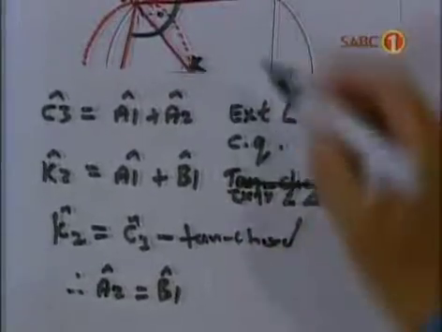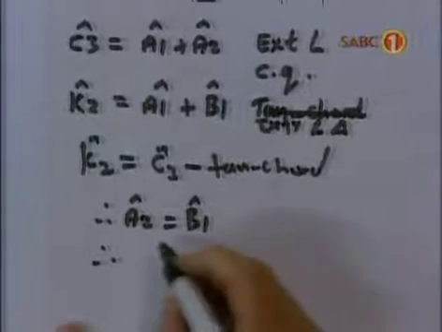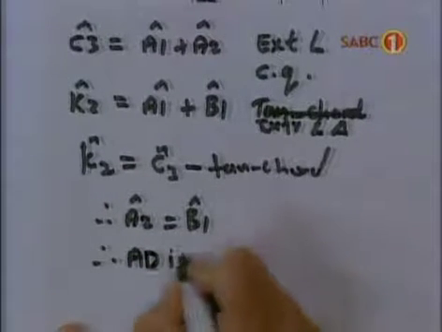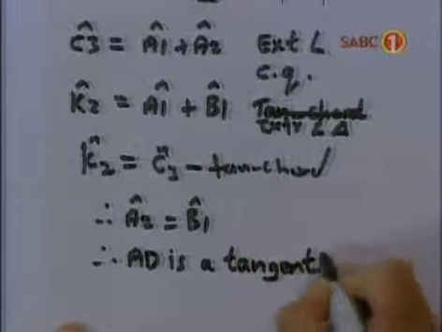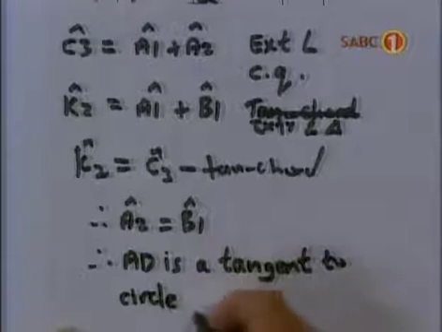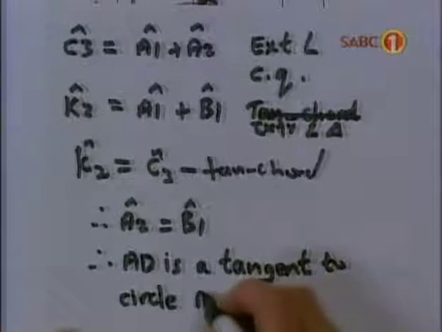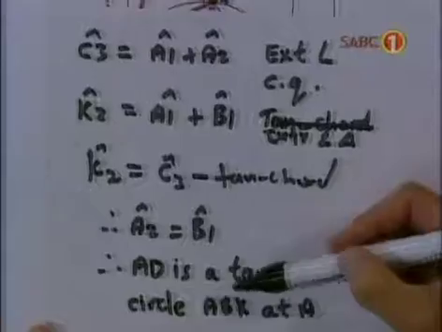Simply because if you look at that, this is a tangent. Because of that, therefore, what do we know? We know that AD is a tangent. You must write this down. AD is a tangent to the imaginary circle ABK at A. Okay, so watch out for that, and very important, get your reasons in.